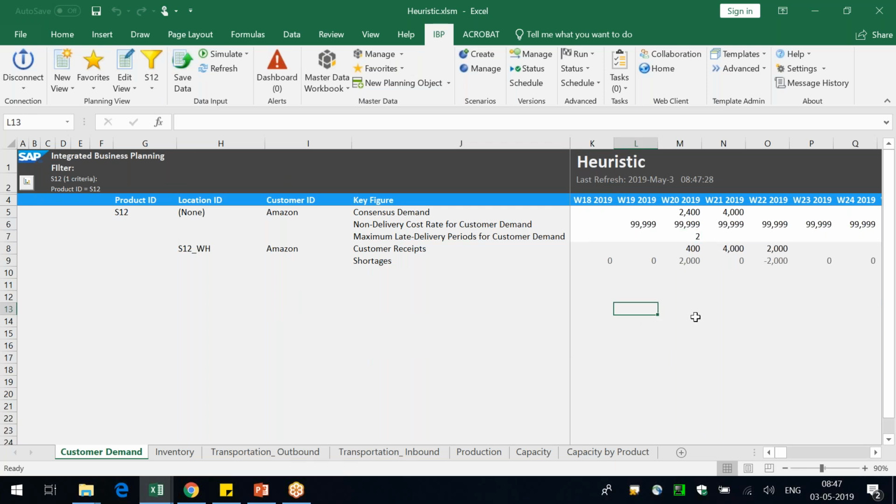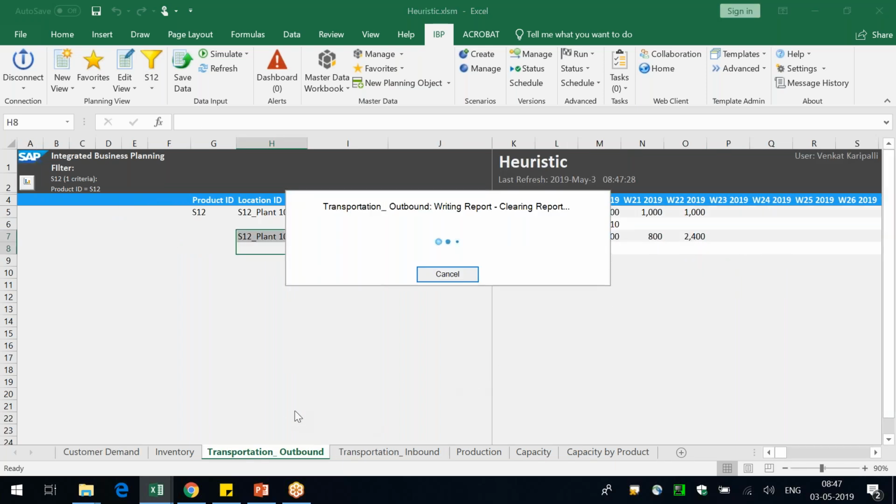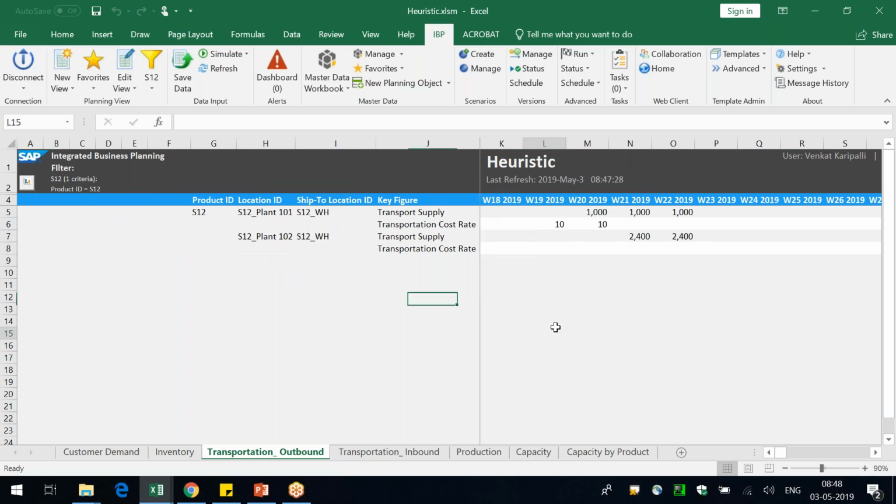Okay, so it did an interesting thing. On week 20, because you said that you can deliver late by 2 periods, it only did 400. And next week there are no late deliveries, so it met the 4000 demand here. And in week 22, the remaining it did from here. So now let's see how that has worked out. I'm going to the transportation lane.